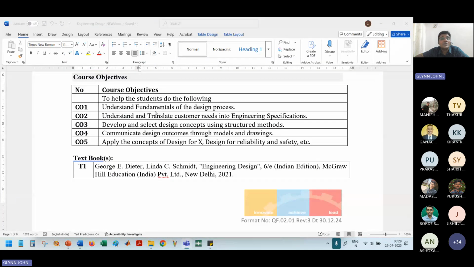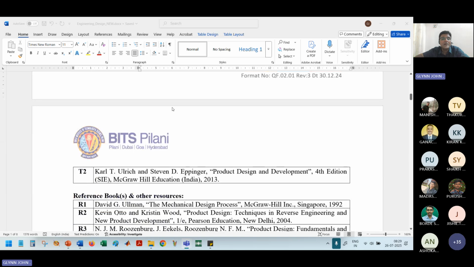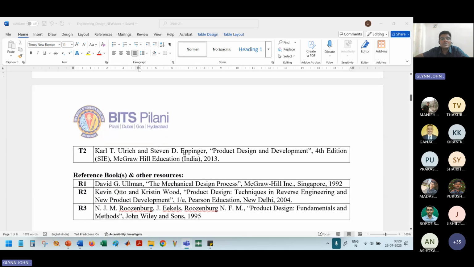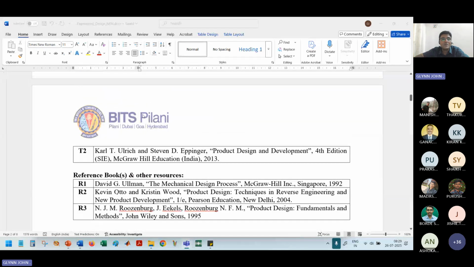So course objectives, textbook number 1 is here, Engineering Design by Dieter and Linda Schmidt. Textbook number 2 is Product Design and Development, Ulrich and Eppinger. So it's here. Now, reference book 1, Mechanical Design Process by David G. Ullman. So now this is the book which is good for a few topics. Textbook number 2 covers the product design and development process overall really well.